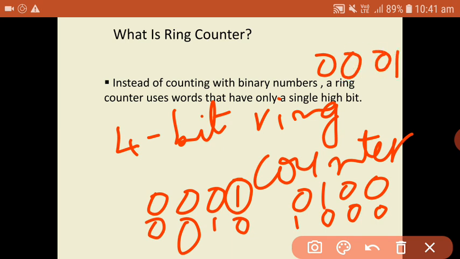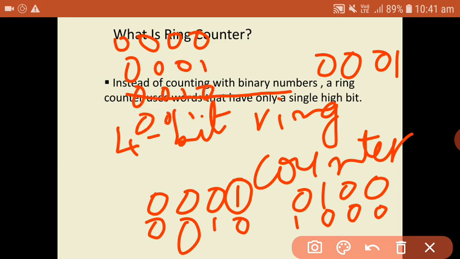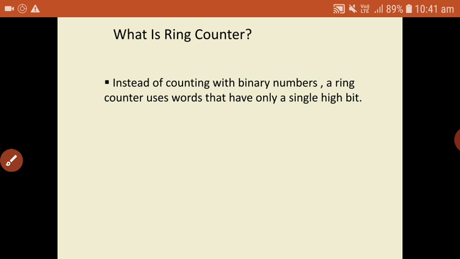So instead of counting with binary numbers, like 0000, 0001, 0010, 0011, it is not counting binary numbers. The ring counter uses words that have only a single high bit, so that is nothing but a ring counter.